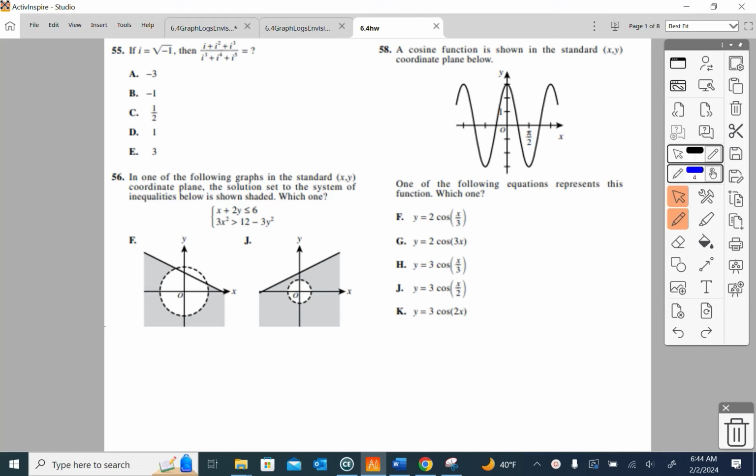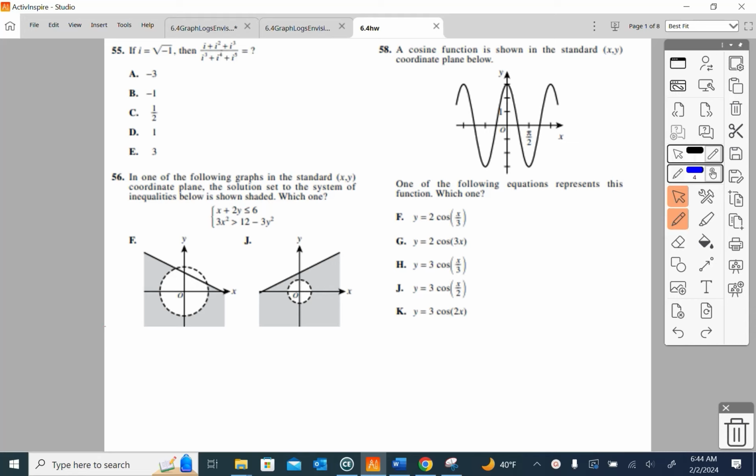All right, so here we have some ACT stuff, and these are towards the end of an ACT test, and they're up there as far as difficulty goes to the average kid. I'm not gonna lie, they are. 55 is an Algebra 2 standard. It says if i is root negative 1, and what is the following?